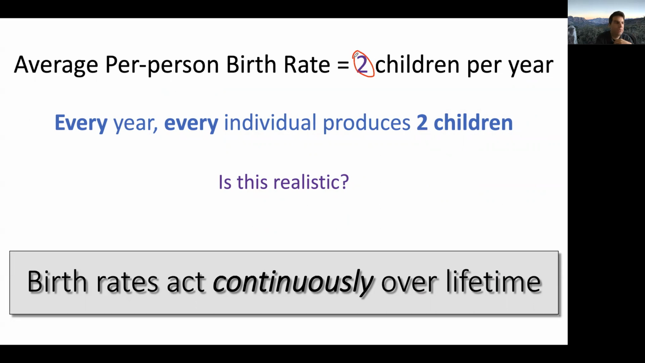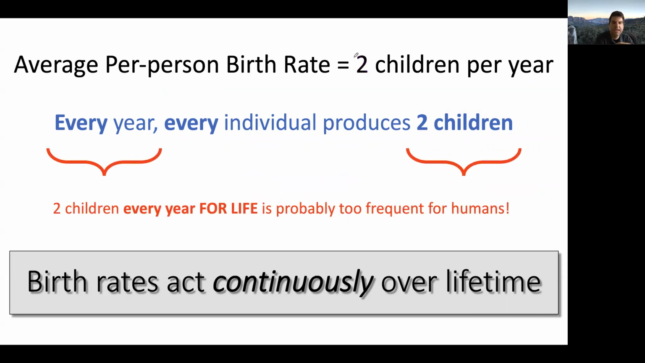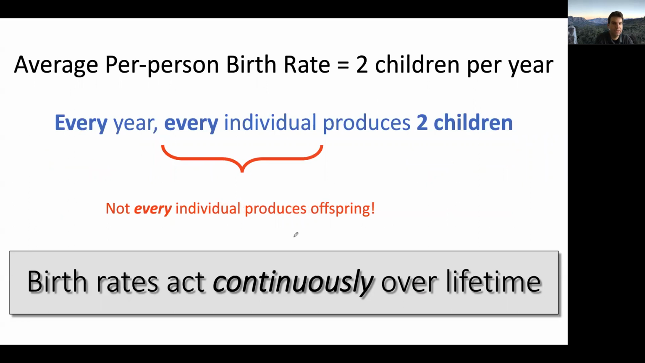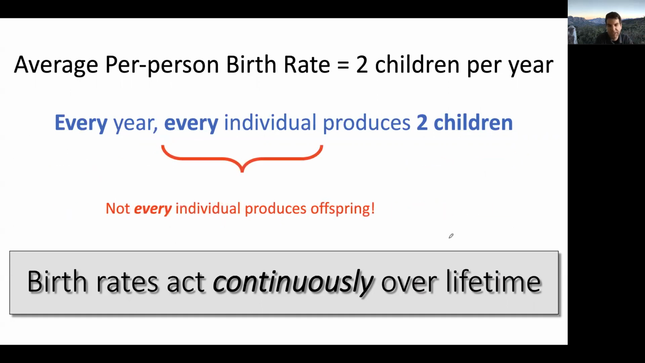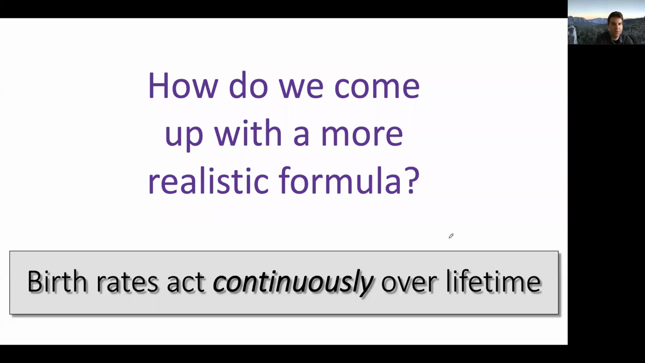And so we have to think about how we adjust this birth rate. So yes, that's what this 2 means. Every year, every individual produces 2 children. And there's a bunch of these things here that just don't quite make sense, so that's probably not the right model. 2 children per year is too frequent for humans. Humans don't reproduce every single year, and not every human is reproducing. So how do we come up with a more realistic formula?